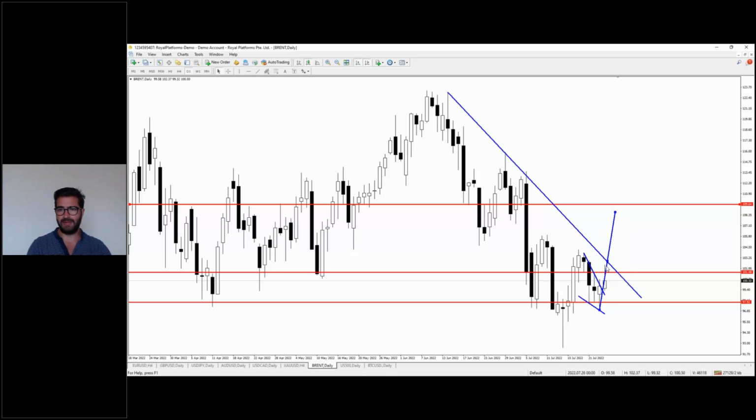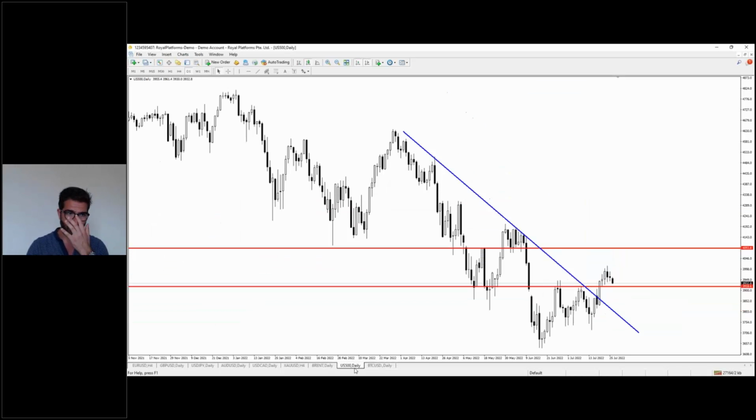So if we have a break and a close above the 101 on the daily time frame, so if this bar closes above the 101 and above the bearish trend line, the market could reach the 108 by next week.